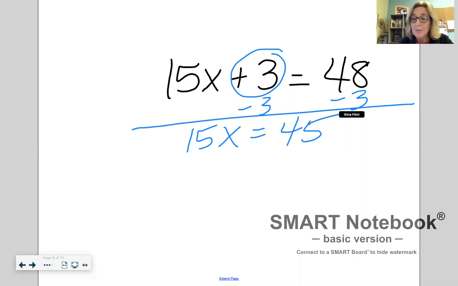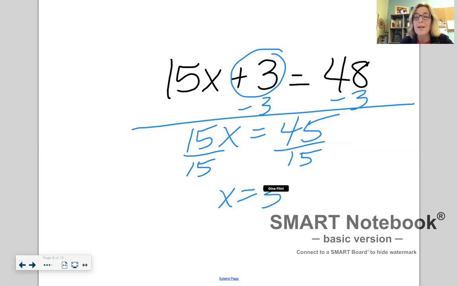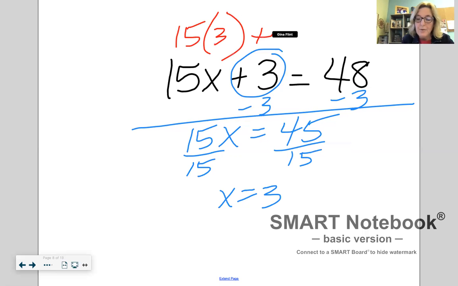And now we have multiplication to undo. So we're going to divide both sides by 15. And now x is equal to 3. Again, I can go back to the original equation and check that by saying 15 times 3 is 45, plus 3 more does give us 48. So we are correct in our solution.